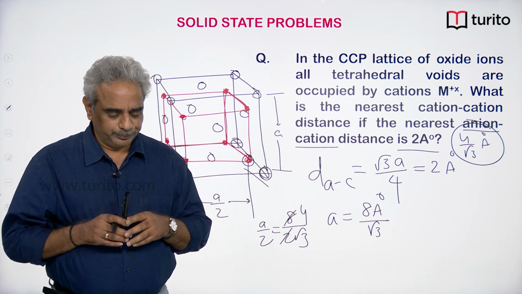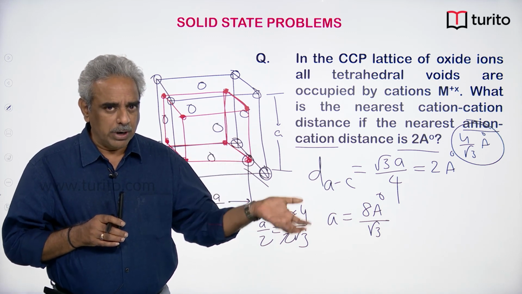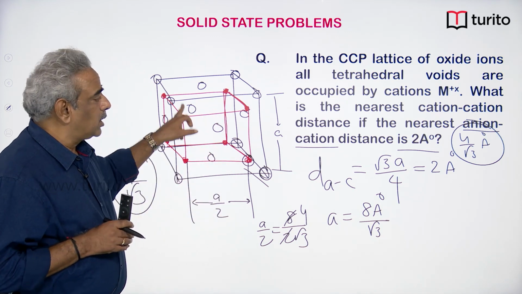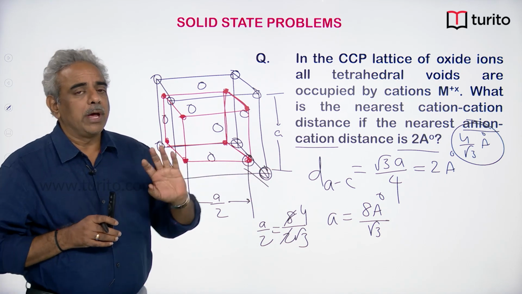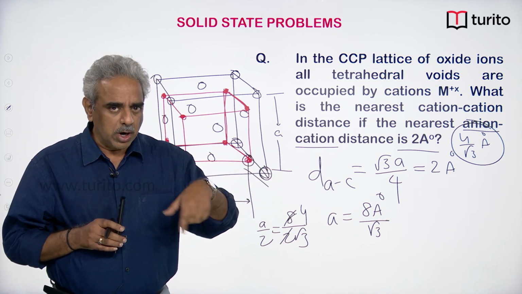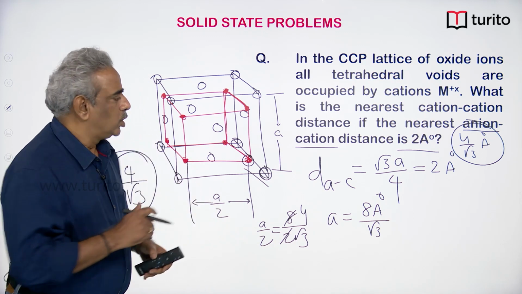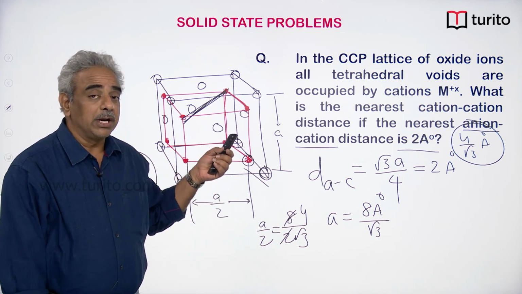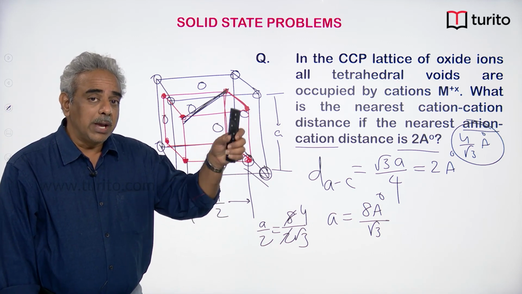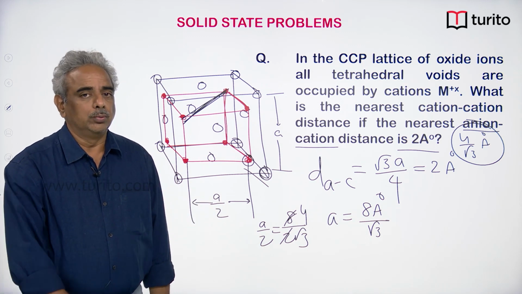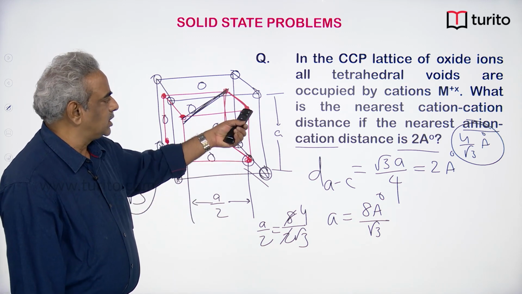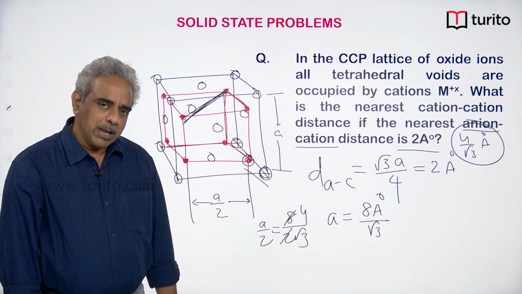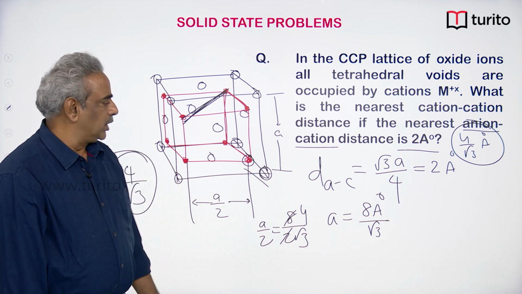Be very clear. In the zinc sulphide problem we did earlier, the zinc atoms are present in alternate positions. They did not occupy all the tetrahedral voids. They have taken alternate tetrahedral voids. So, 2 zinc ions are connected by a face diagonal of the inner cube, which is root 2 times A by 2, that is A by root 2. But here the nearest distance between two cations is the edge length itself, that is A by 2. So, be careful in solving such problems.